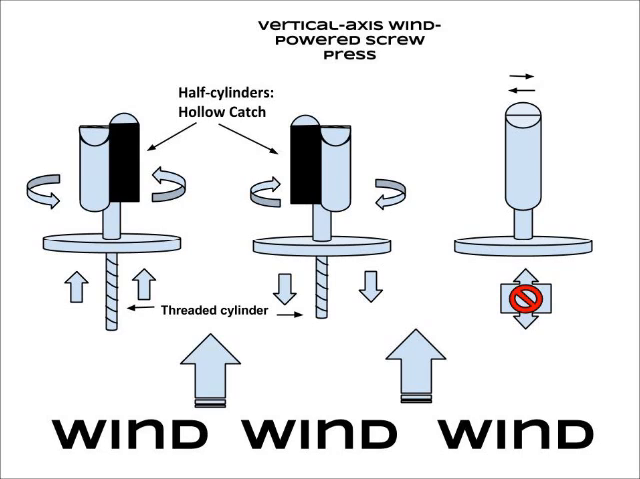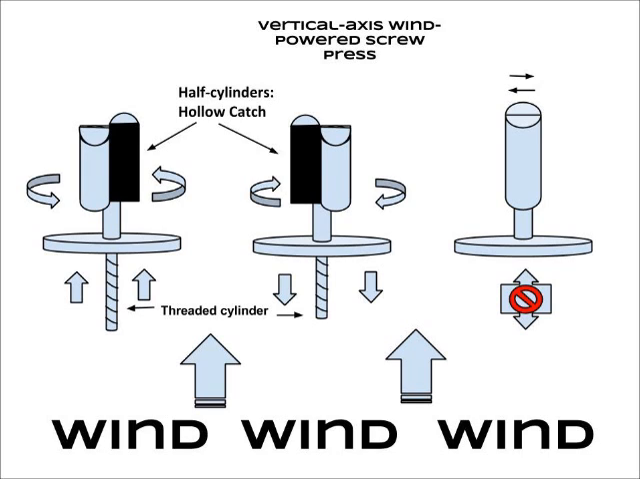Now I'm going to explain the vertical axis wind-powered screw press in a little more detail. As you see, there's a threaded cylinder at the bottom, which is inside the tank, and there's a spinning screw press here, this flat cylinder, which can go up or down depending on the wind direction and how you set up these half cylinders here.